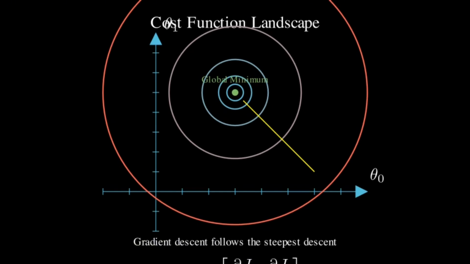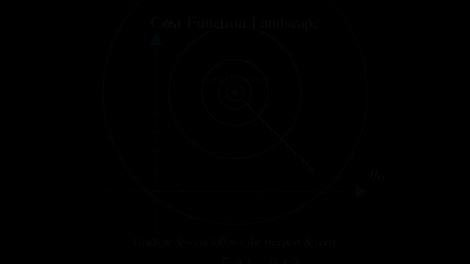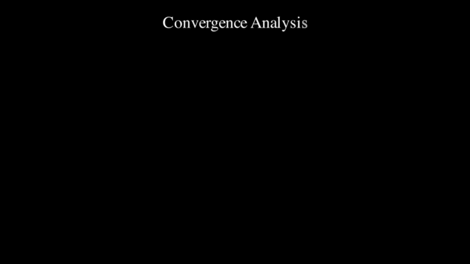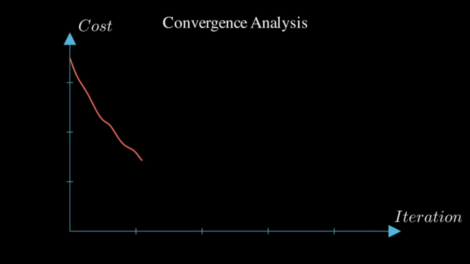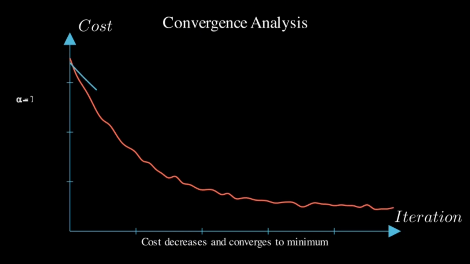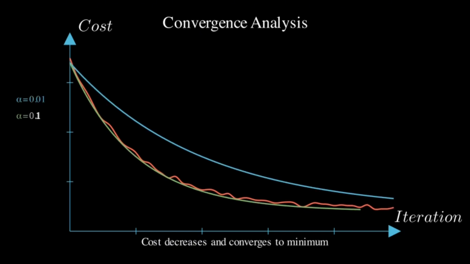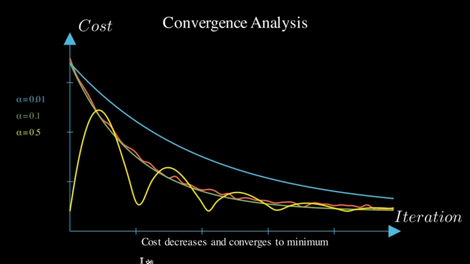Now let's talk about the convergence analysis. So here, if we have the smooth convergence, then our model is performing good. For example, at a equals 0.01, our model is performing good. Then we have a equals 0.5, we have oscillation and some kind of damping.